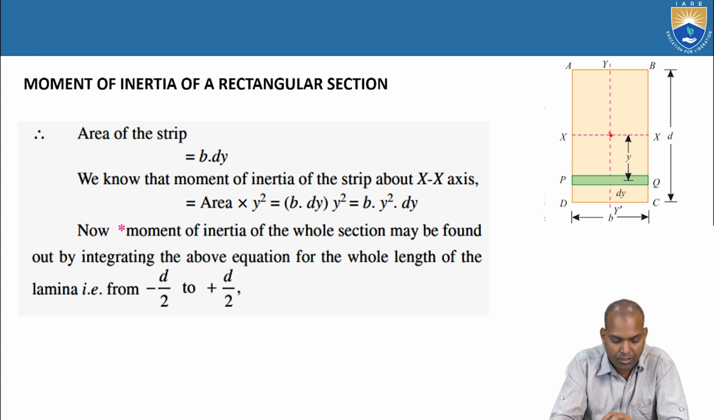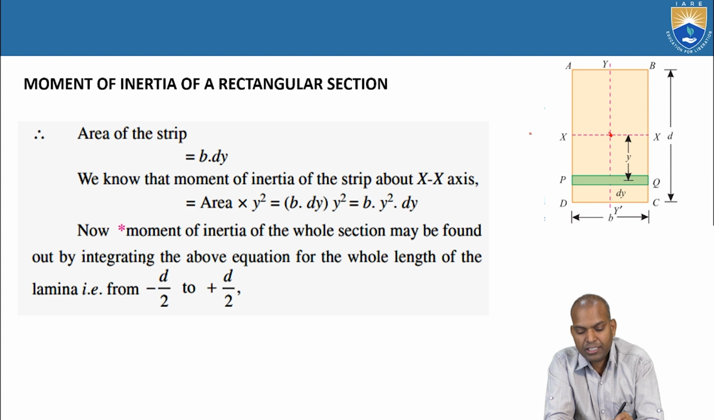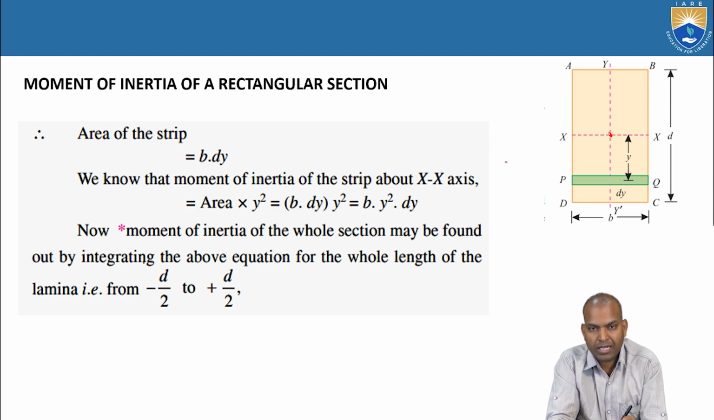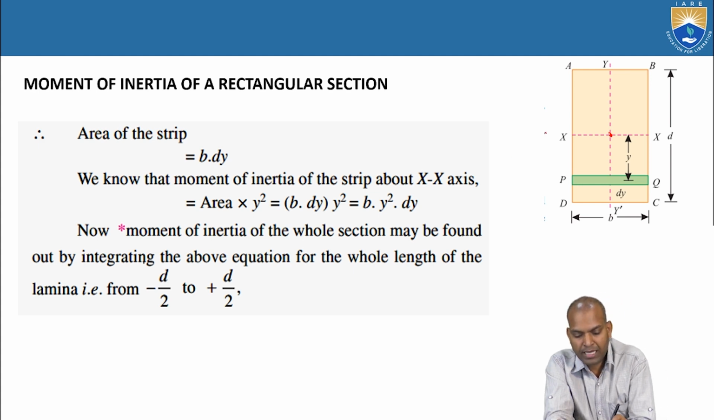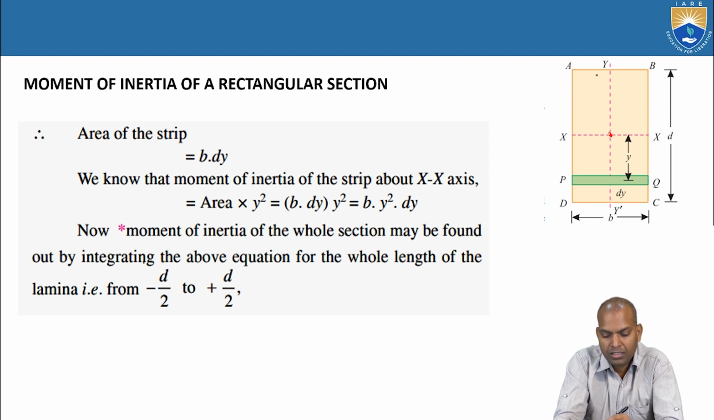Now we are going to find the moment of inertia of this rectangular section about the centroidal axis, the axis passing through the center of gravity, which is the neutral axis, horizontal and vertical also. It is about XX we are going to calculate. Similarly, the same methodology can be applied for calculating the moment of inertia about the vertical axis YY also. But here we are going to calculate about the centroidal axis.